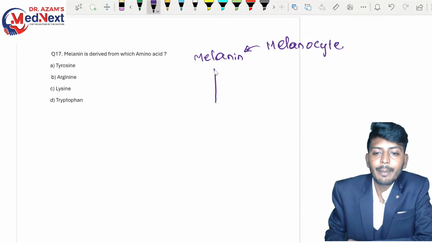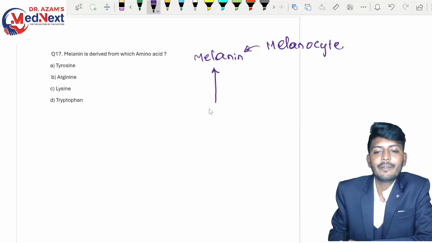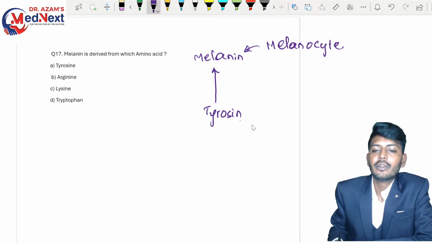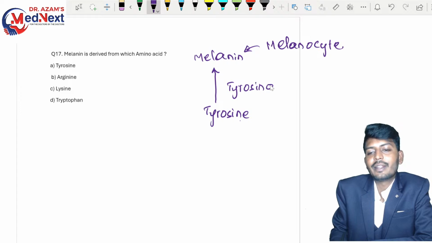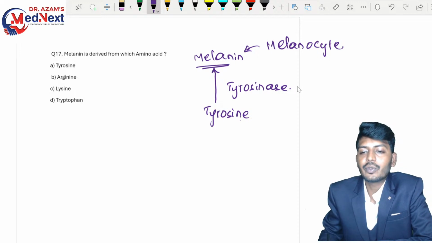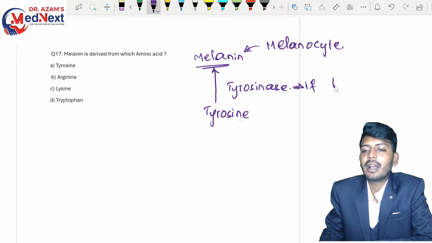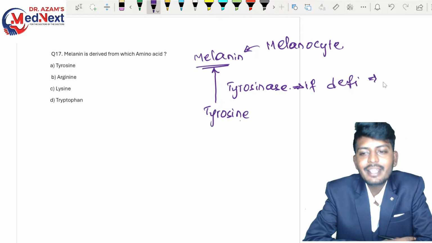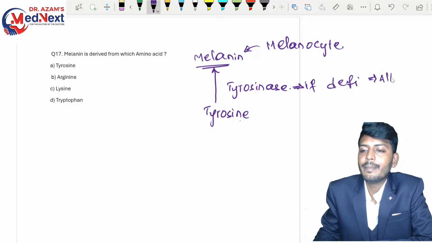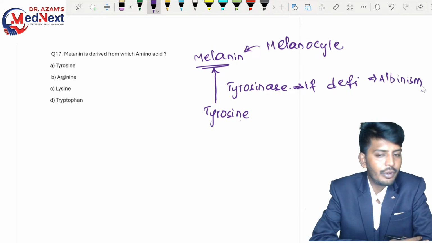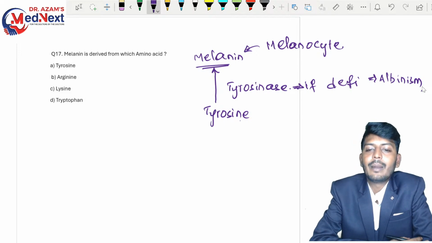So we have melanin. Melanin is coming from where? Tyrosine. So for this tyrosine, we have an enzyme called tyrosinase. Tyrosinase बनाता है आपको melanin. If there is a deficiency of tyrosinase, then we will have a disease called albinism. ठीक है बच्चों. So tyrosinase deficiency will lead to albinism.